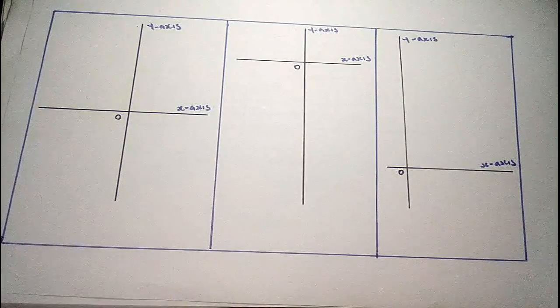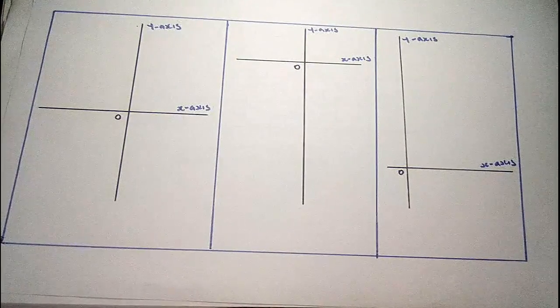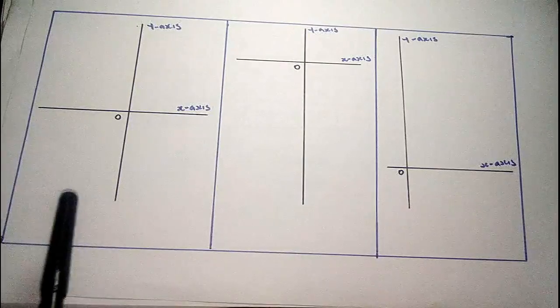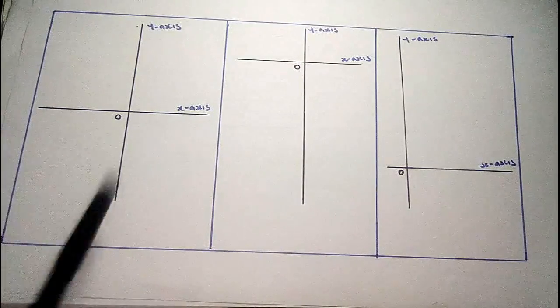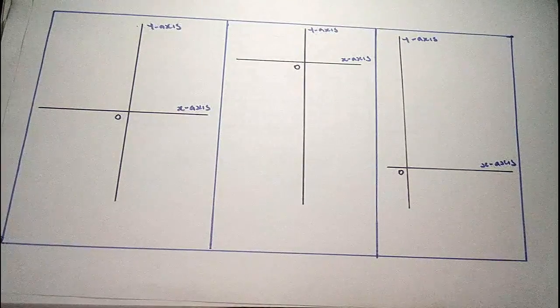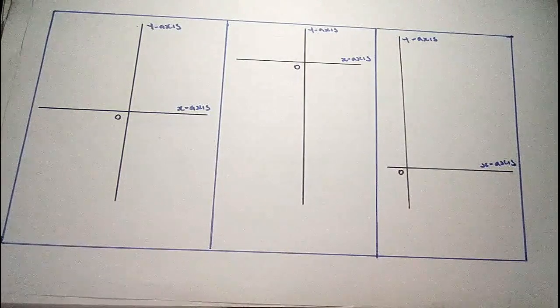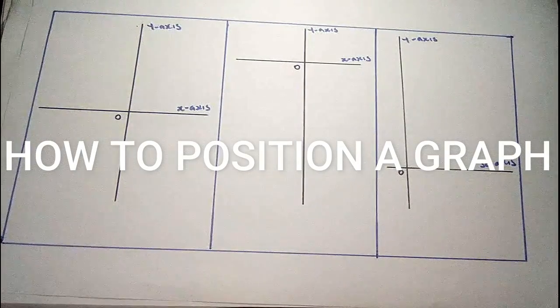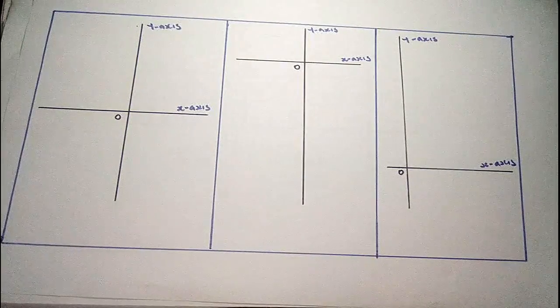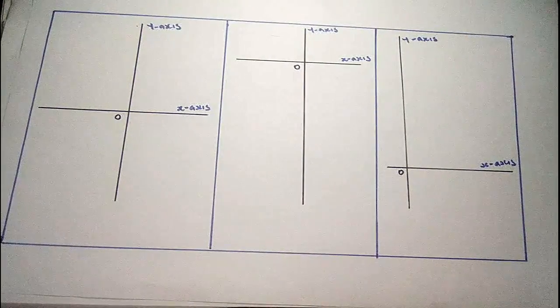Now, how can you avoid that? How can you draw an accurate y and x axis planned out on your graph paper? In this video, we're going to be looking at how you can rule your graph, or what I call how you can position your graph, using your table of values. That's what we're going to be doing.